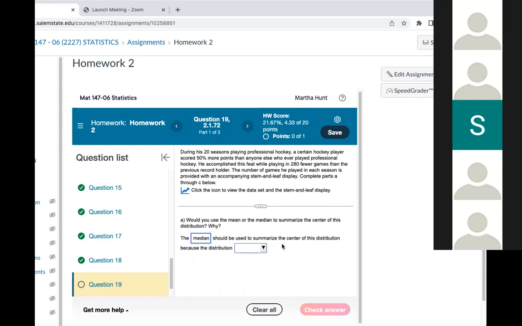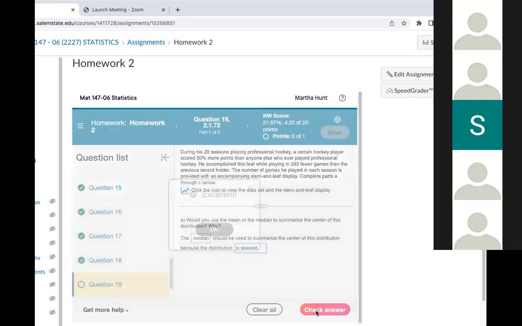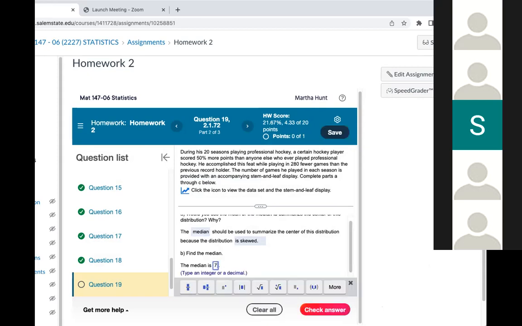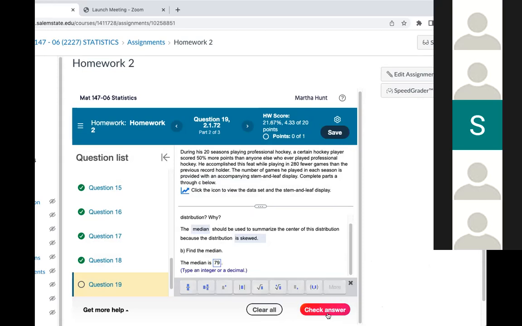What should be the center, because it is skewed. Oh gosh, we gotta get this out of here. It is skewed. Check the answer. The median was 79. Check the answer.